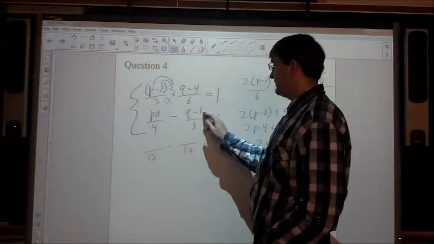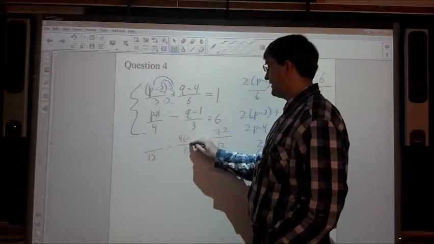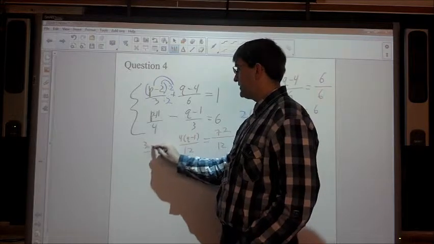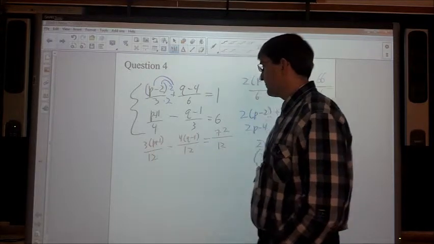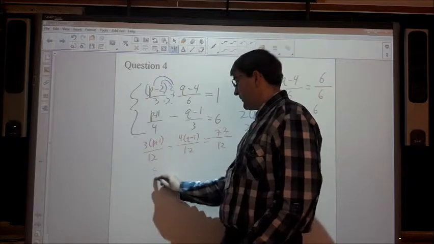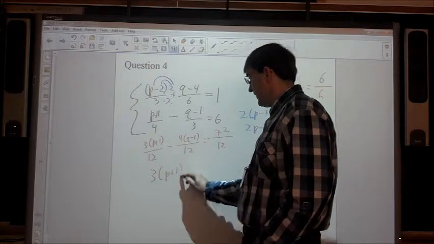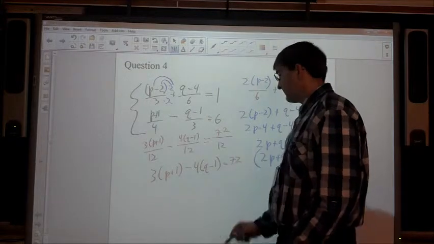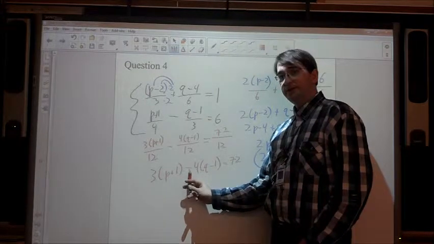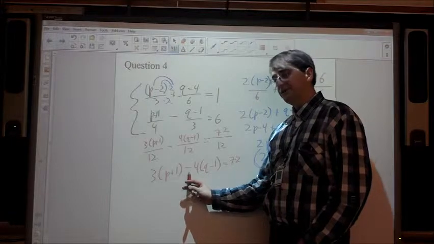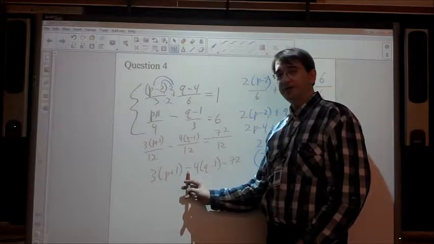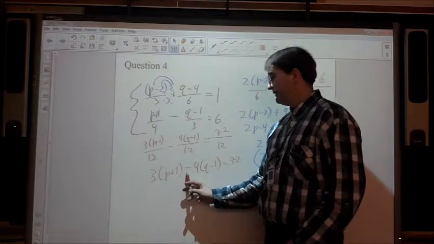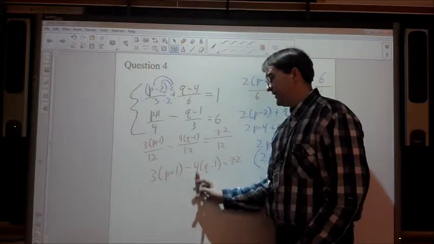The top and bottom here get multiplied by 4, so I have 4 times quantity q minus 1. Top and bottom here get multiplied by 3, so I have 3 times quantity p plus 1. And so ultimately then I get 3 times quantity p plus 1 minus 4 times quantity q minus 1 equals 72. Pay attention to that minus sign. There was a question kind of similar to this on a previous test, and a lot of my students had a little bit of difficulty with that. I don't know if you did, but pay attention to that minus sign.